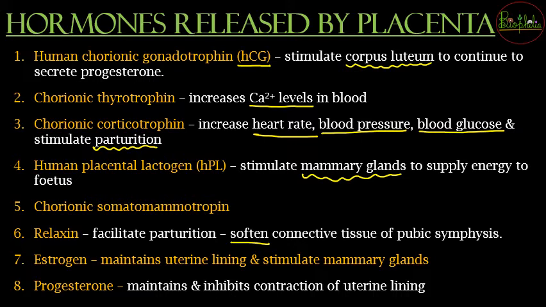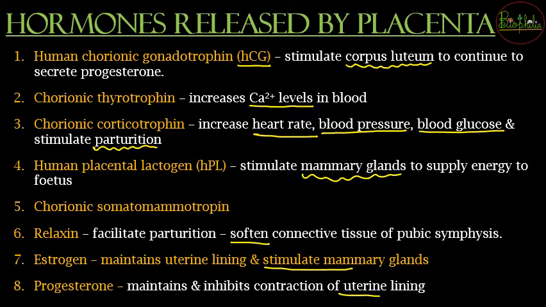this relaxin is going to be helpful. Seventh hormone, that is estrogen, it is going to maintain the uterine lining as well as stimulate the mammillary glands. Last hormone, that is progesterone, it is going to maintain and inhibit the contraction of the uterine lining. So as long as progesterone is flowing in the body, till that time there are no contractions in the uterine lining, and also the blood vessels and the endometrium lining that has thickened to support the pregnancy is going to be maintained. So the progesterone level needs to be high always.